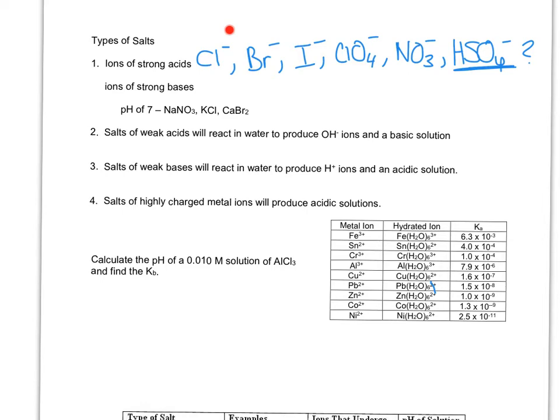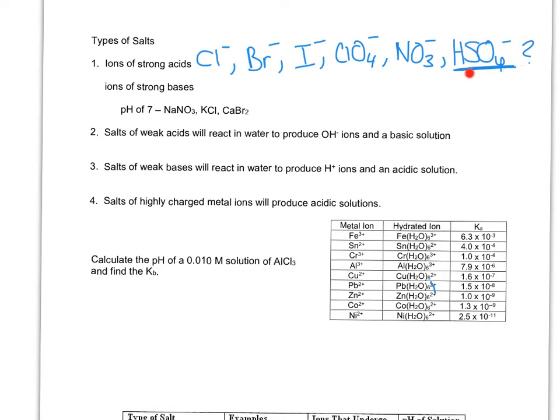So none of these ions combine with H plus. You'll never form HCl, HBr, HI, HClO4, HNO3. Sorry, HNO3, not with the minus. Now, with HSO4 minus, that is the ion of a strong acid.